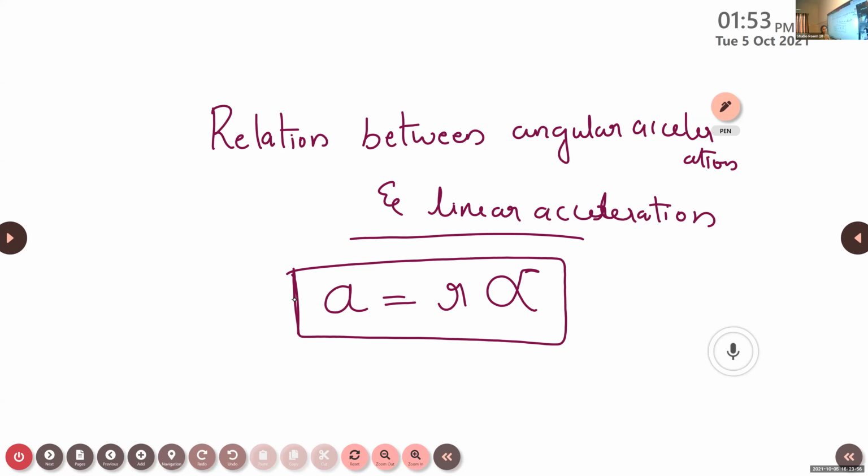I will not give the derivation. Try to focus on the main equation: a is equal to r alpha. And compare all these terms that we are studying in this uniform circular motion with that of the straight line motion or rectilinear motion of an object. Almost all the equations are exactly the same, only the terms are different.